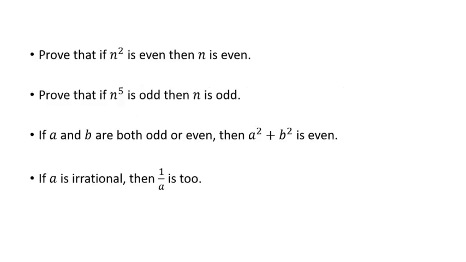So here are your questions. Firstly, prove that if n squared is even, then n is even. Secondly, prove that if n to the power of 5 is odd, then n is odd. Thirdly, if a and b are both odd or both even, then a squared plus b squared is even. And then the fourth and final one is if a is irrational, then 1 over a is too. So pause this video now, have a go at them and come back and check.